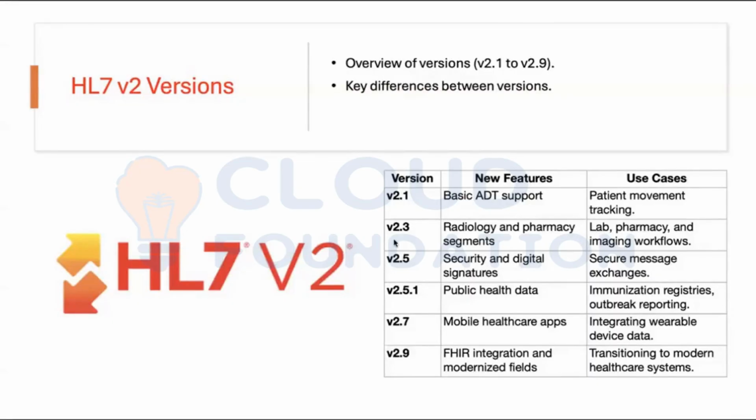Let's say you are a patient getting admitted to a hospital or a clinic. Only the admit message will be triggered. If you are discharged, the discharge message will be triggered. If you are transferred to another specialist hospital, that message will be triggered. The use case of version 2.1 was limited to patient movement tracking: when the patient entered, when he was discharged, when he was transferred.